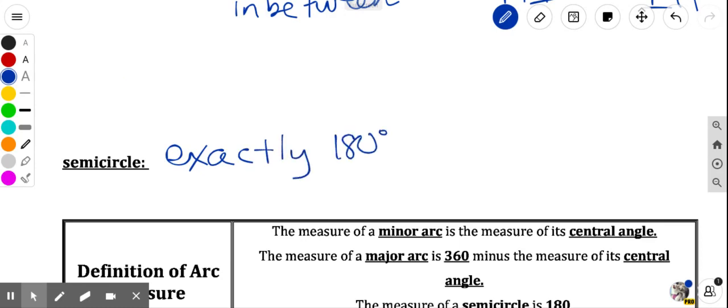So major is more than 180, minor is less than 180. A semicircle is exactly 180. It's half of a circle. I'm sure you've heard that term semicircle before. Semicircles can be named with 2 or 3 letters.